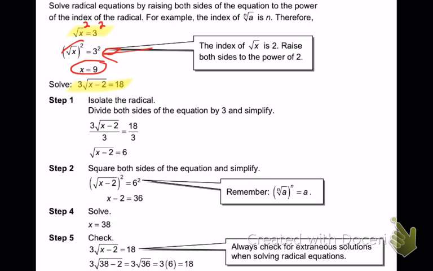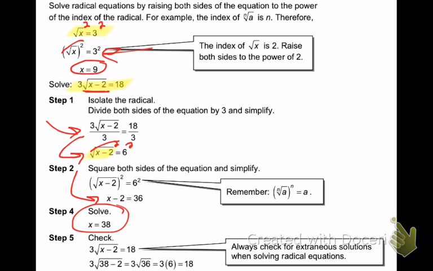A little bit tougher. I have 3 times the square root of x minus 2 equals 18. Now my goal is I want to get the square root alone first. So I would need to divide both sides by 3. That gets me the square root of x minus 2 equals 6. What undoes a square root? Squared term. Square both sides. I get x minus 2 equals 36. Add 2 to the other side, we get x equals 38.